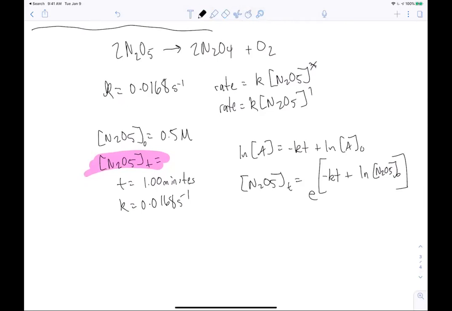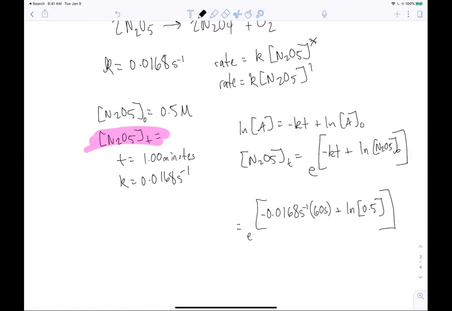So the correct answer, I'm looking at it, says 0.912. That's the acceptable one with the error margin of 0.01. So I don't know if you came out with something around that. Let's plug in some values here and see if I get the same thing. So we'd end up with e to the negative 0.168 inverse seconds times our time, which is 60 seconds, plus the natural log of N2O5, which is 0.5. Let me punch that in my calculator really quick.